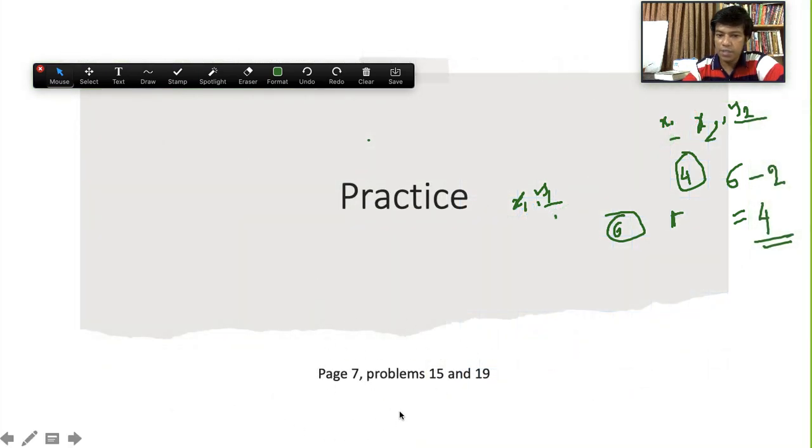We'll try to practice this math in class. So this is in-class practice.